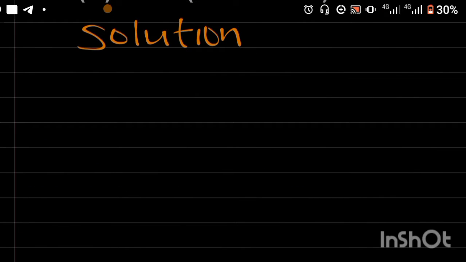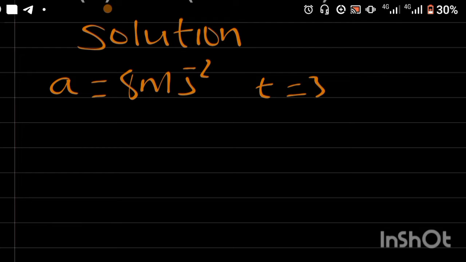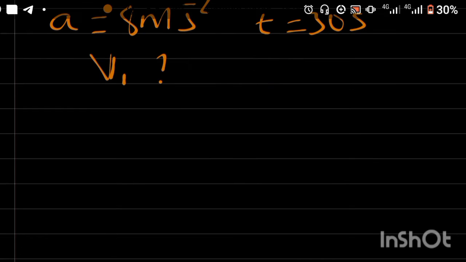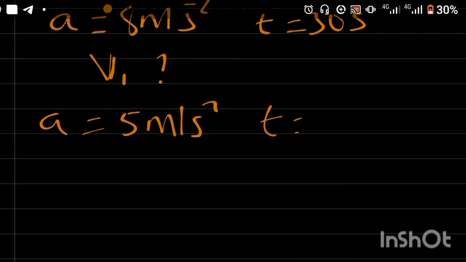We are going to start with the drawing of the velocity time graph, but let's write out some parameters. The first acceleration given in the question is 8 meters per second square. And the body maintains this acceleration for a period of time, 30 seconds. But don't forget, whenever there is acceleration and time, speed will be attained. The second acceleration is equal to 5 meters per second square. And the time interval for this acceleration is 20 seconds.